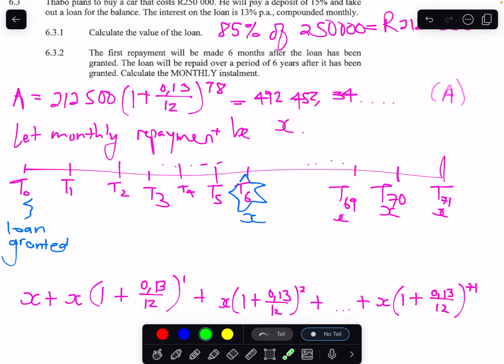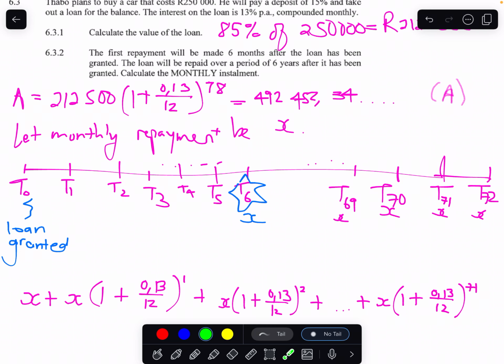Okay, cool. And they said the loan will be repaid over a period of 6 years after it has been granted. So now my confusion of where the timeline ends is cleared up, because the timeline will end at T72, because that will be 6 years since the loan was granted, and I think it makes sense to speak about everything relative to when the loan is granted.